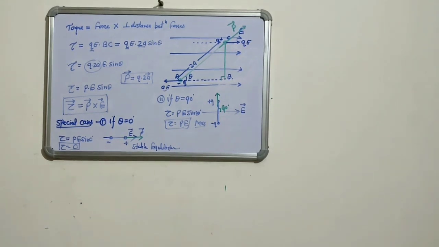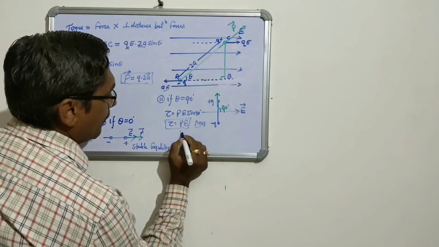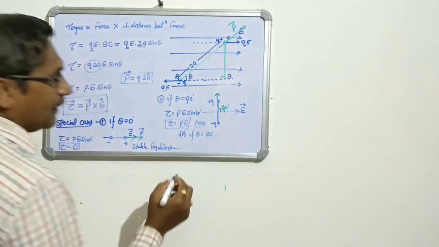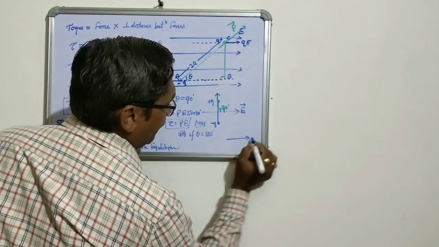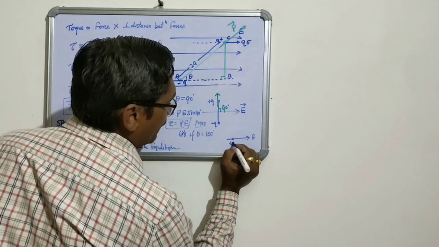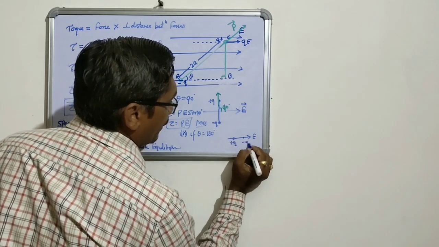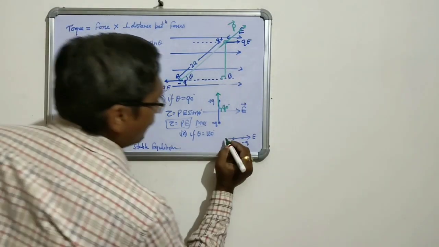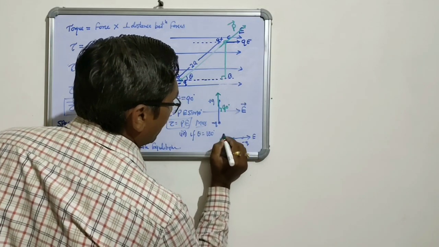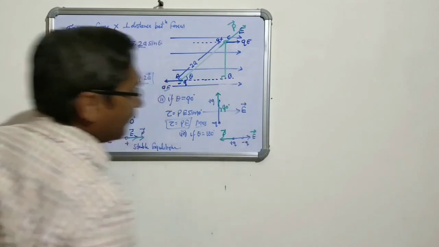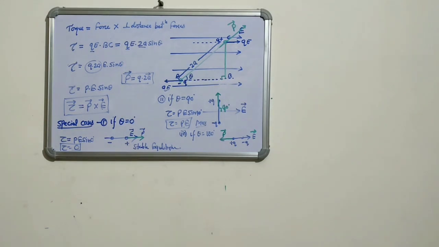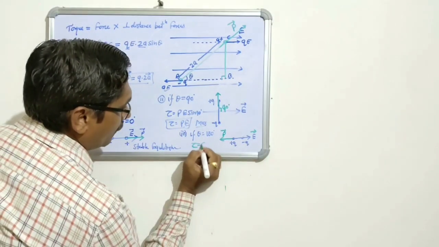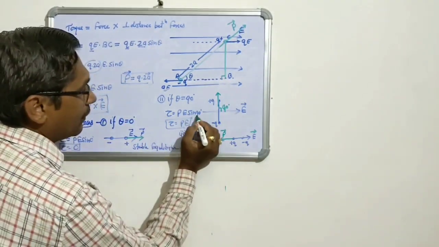Case number 3. If theta equals 180 degrees. 180 means the electric field is acting in this direction, and this is the positive charge, this is the negative charge. So the direction of the dipole moment is in this direction, negative to positive, and this is the direction of the electric field. In this case, the angle between them is 180. So sin 180 equals 0, and torque is also 0.